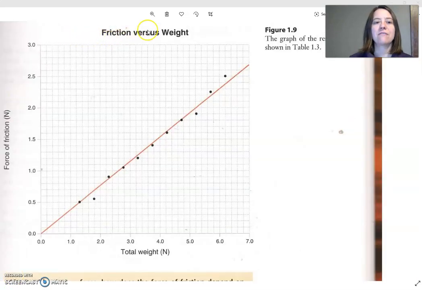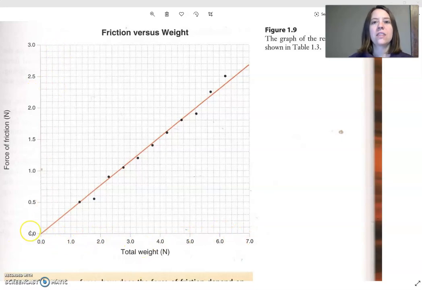So here's our graph, friction versus weight. And a couple questions I have for you. One is looking at the x-axis, total weight in newtons. What is the value of each of these little divisions? Great. Now looking at the force of friction in the y direction, what is the value of each of these little divisions? Great. And now if we look at the total weight of an object as it increases, the force of friction will increase.